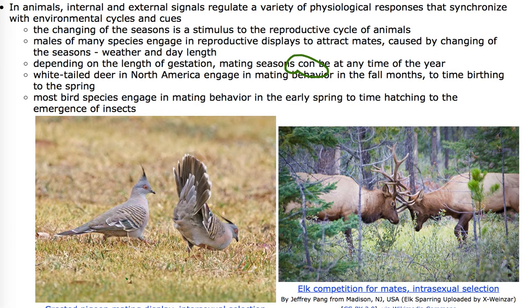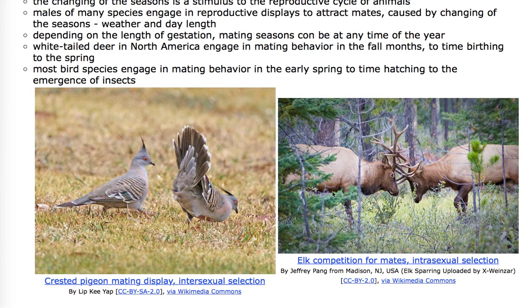So we have the pigeons on the left. The male is actually doing a mating display for the female, and he's actually mooning her to impress her. So over here on the left, we have this display, which only happens at certain times of the year. This also is only going to happen at certain times of the year, and that is to time the birth of the offspring to the most optimal weeks of the year when they have the greatest chance of surviving.